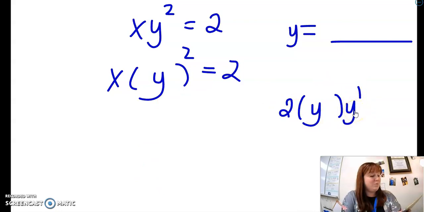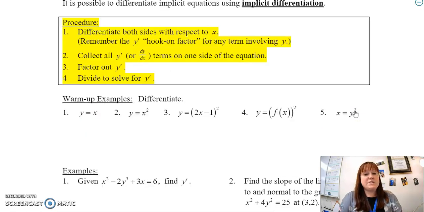Okay, how does this actually work with real functions? Our procedure is that we differentiate both sides with respect to x. Remember, that means x is our independent variable. x is the variable that we're talking about. So we differentiate both sides of the equation with respect to x. Then we get all the y primes, or dy/dx's, on one side. We factor out the y primes, and then we divide so that y prime gets completely alone. So in the end, your implicit differentiation answer is going to have y prime completely alone, just like all of our other ones. It's just going to take a little bit of work.